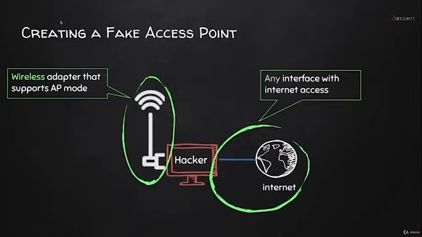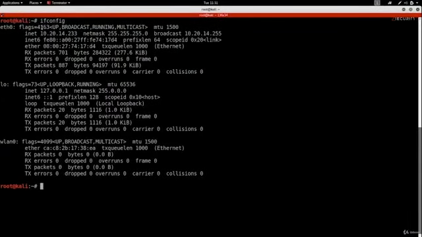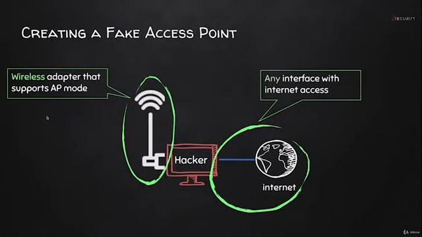Now, if we go back to our diagram that shows what we need to create an access point, you can see that we need an interface that is connected to the internet. We don't care what type of interface this is, as long as this interface has internet access. So in our example, we're going to be using ETH0 to provide our fake access point with internet access. The other interface that we need, we said that this needs to be a wireless adapter that is able to act as an access point.